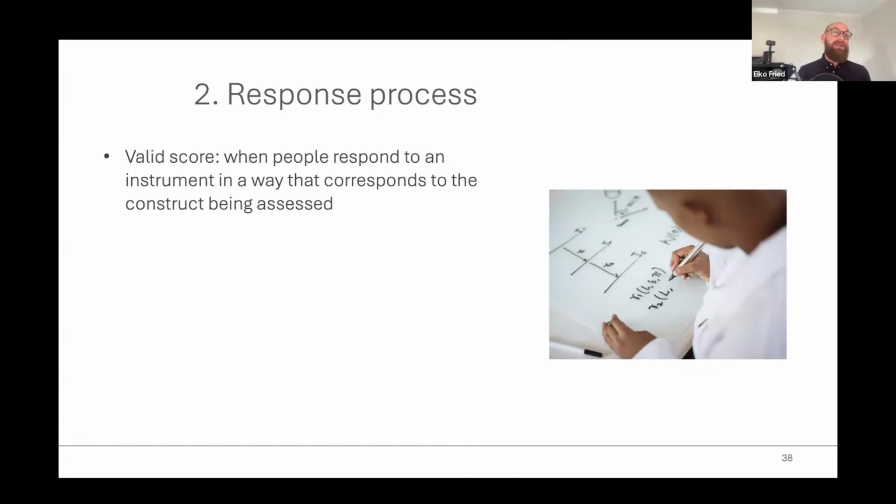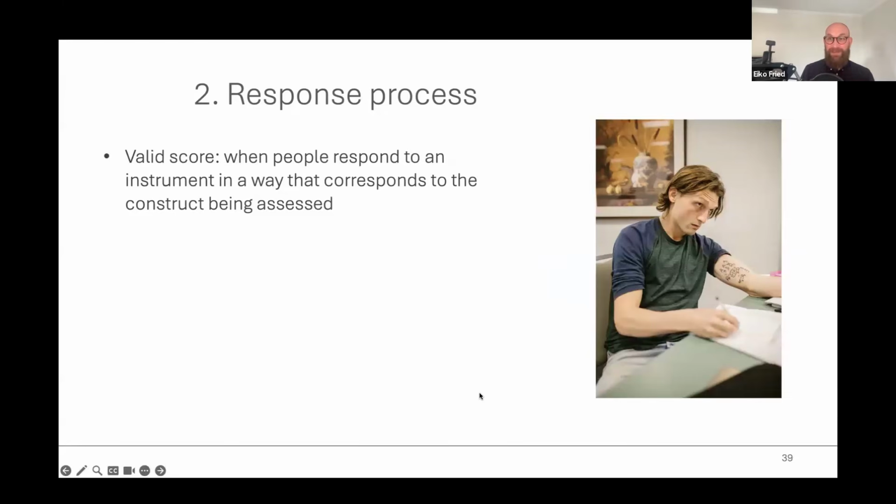Response process is the idea that a score is valid. For example, a patient writing down their own assessment of their fatigue and their sadness, or a clinician writing down a score for sleep problems or depressed mood. A score is valid according to this idea when people respond to an instrument in a way that corresponds to the construct being assessed, and the easiest way to understand this is when somebody does not do that.